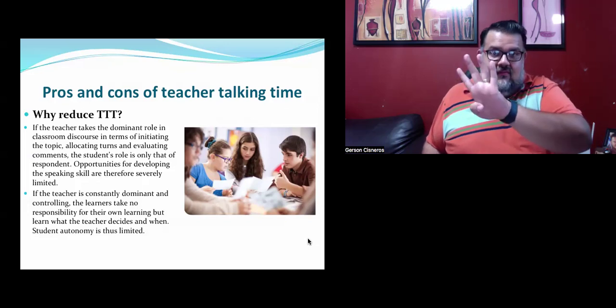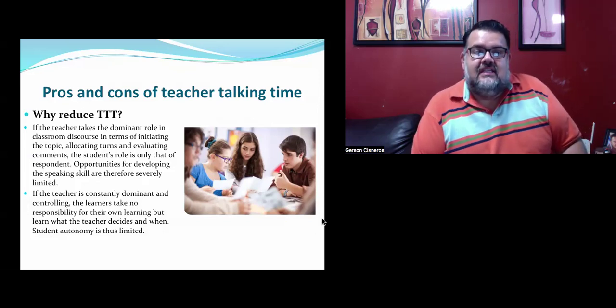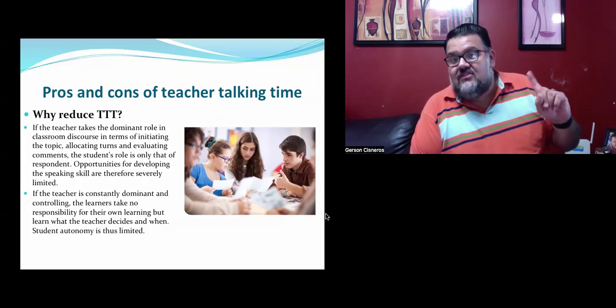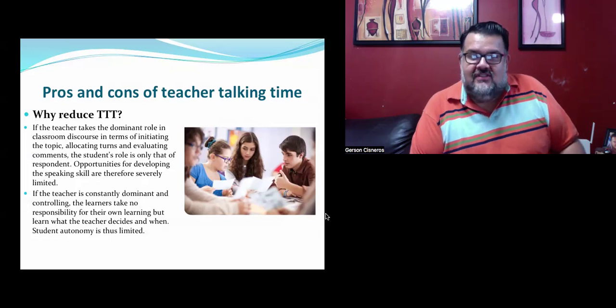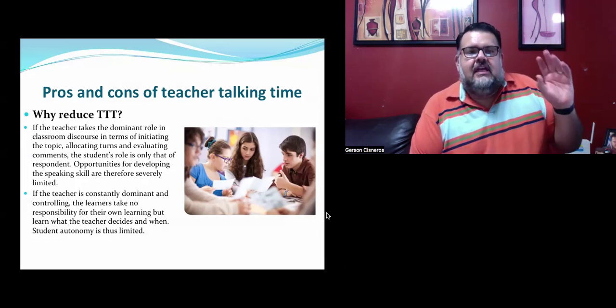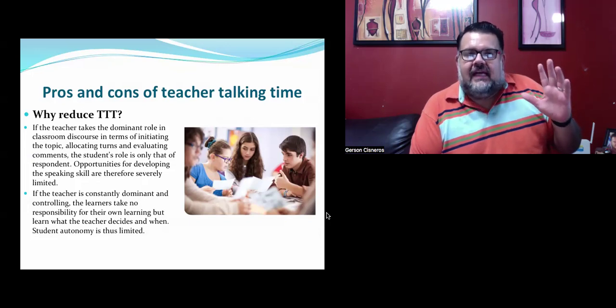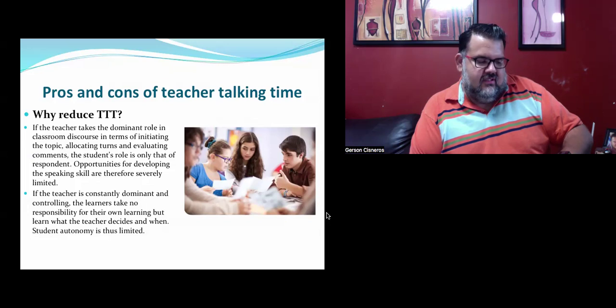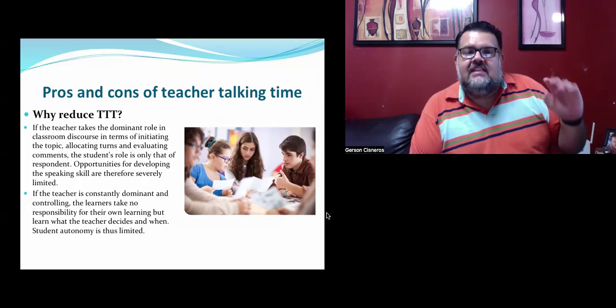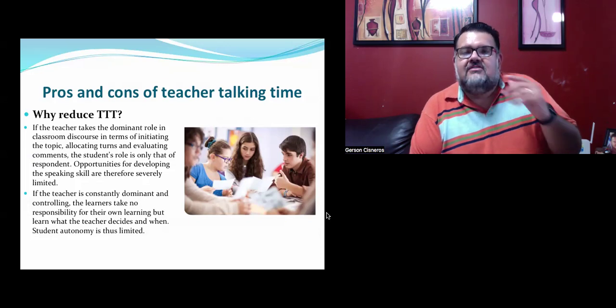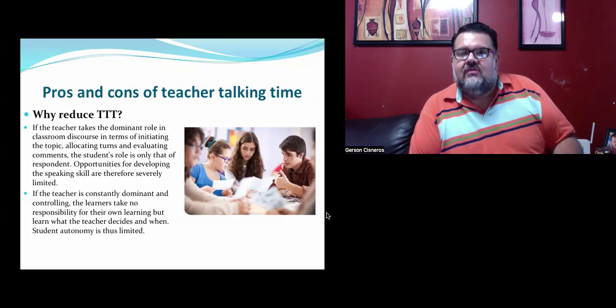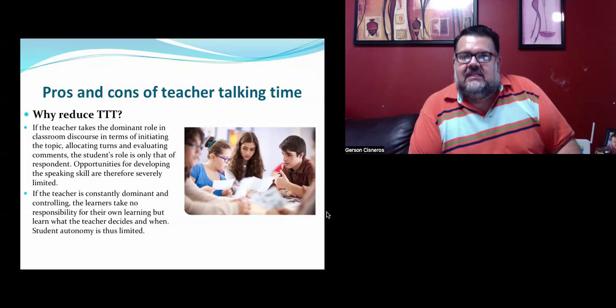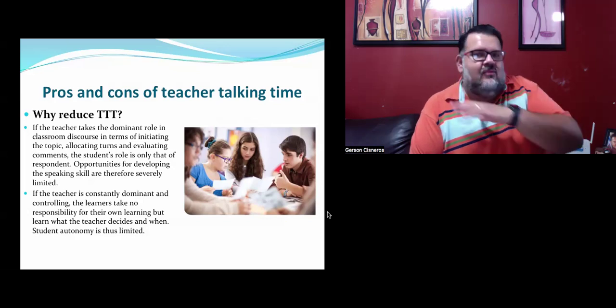Let's see the next reason why you need to cut on the TTT. If the teacher takes the dominant role in classroom discourse, dice, ya no es teaching, es discourse. In other words, a monologue. ¿Qué es monólogo? Okay, ya, me sentí bien. If the teacher takes the dominant role in classroom discourse in terms of initiating the topic, the student's role is only that of respondent. In other words, it's mechanical. I'll give you an example that we all know.